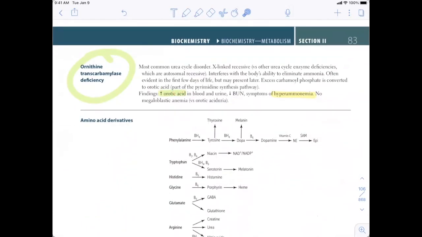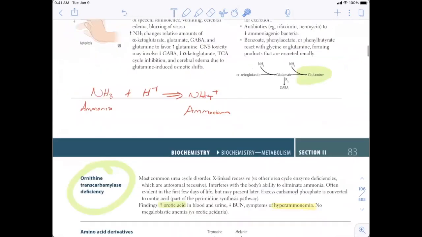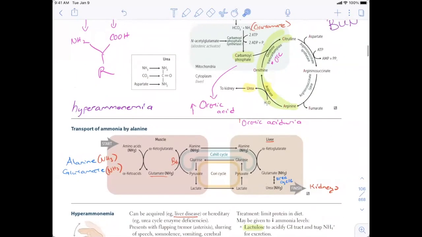However, I'll end with this. An increase in orotic acid does not always mean OTC deficiency, right? Because there is another diagnosis called your orotic aciduria, where you actually also have increase in orotic acid, right? But orotic aciduria, remember this, it is a pyrimidine synthesis defect.